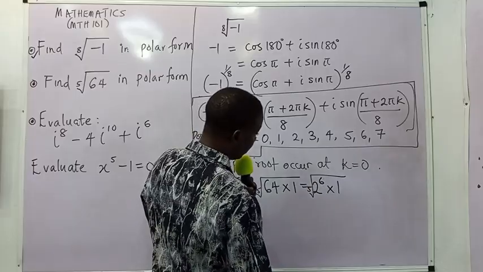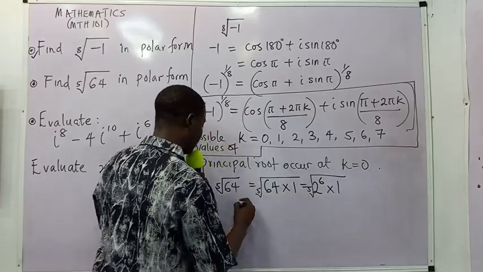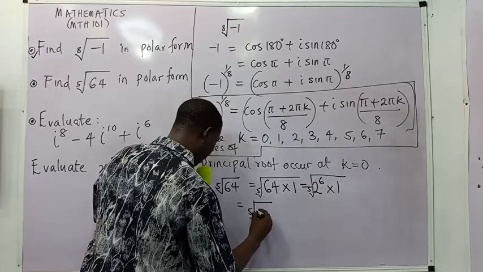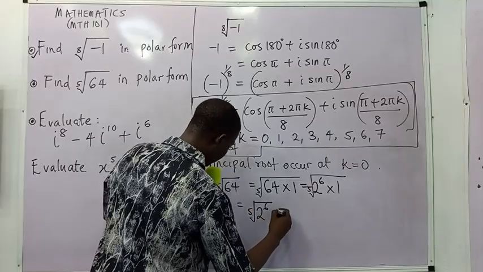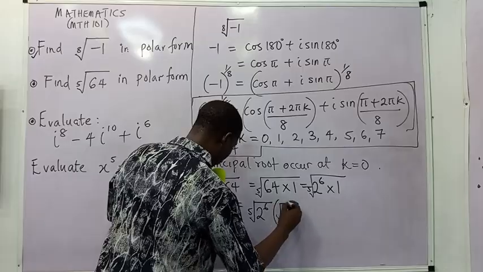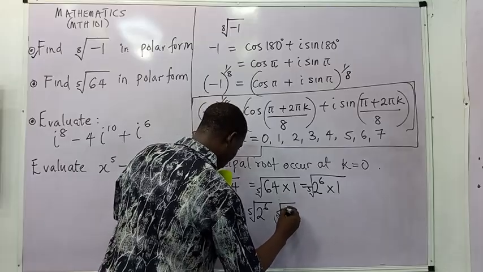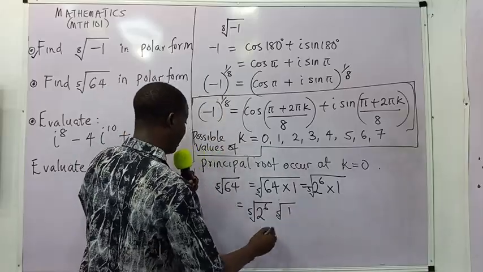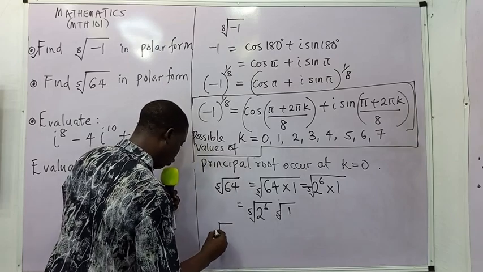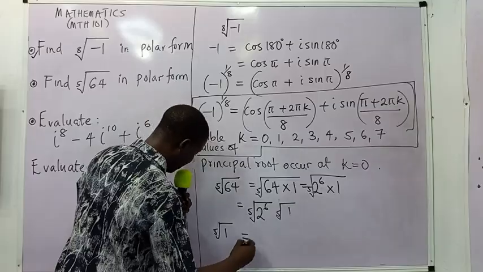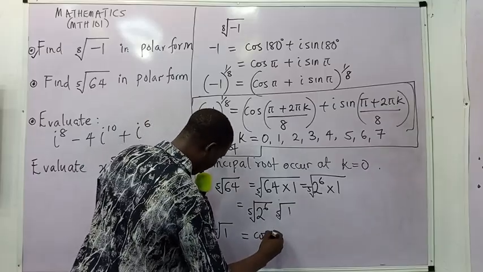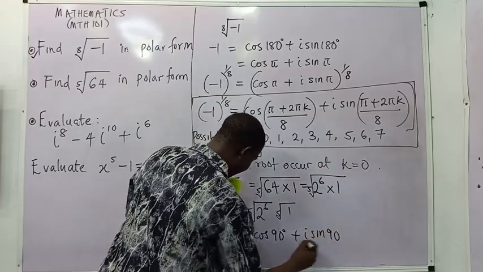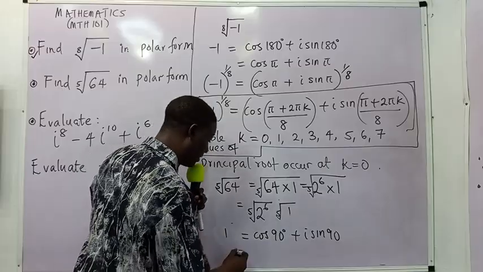Fifth root of that, which is the same thing as the fifth root of 2 raised to the power of 6, in brackets, times another fifth root of 1. Is it correct like that? So in that case, we can now break this one down. Don't forget that the fifth root of 1 is the same thing as cos 90 degrees plus i sine 90 degrees. That is for 1. Can be written like that.